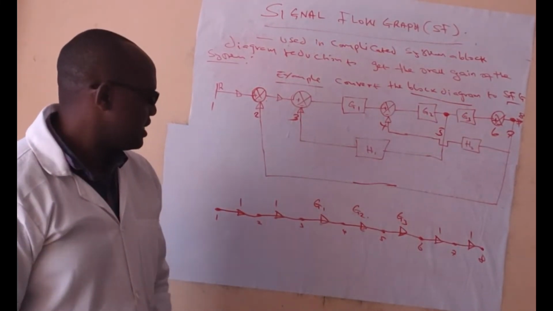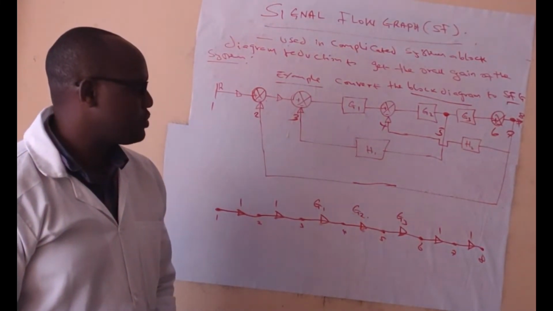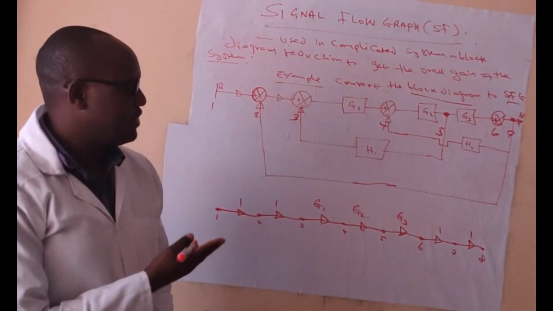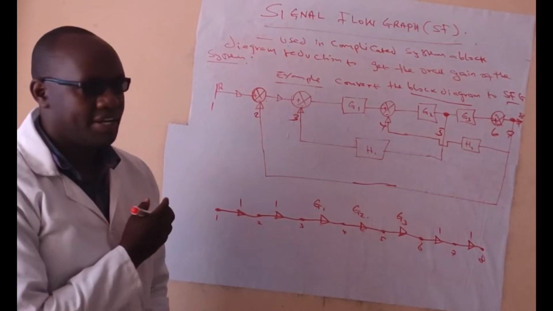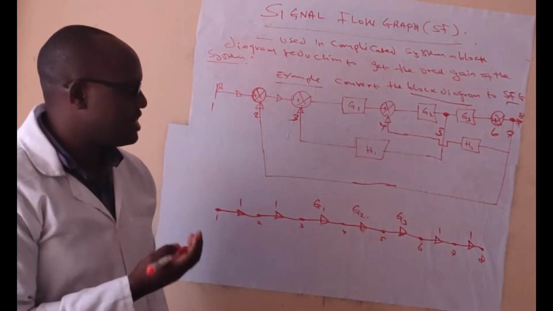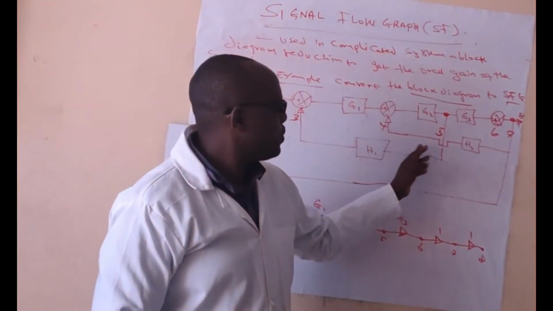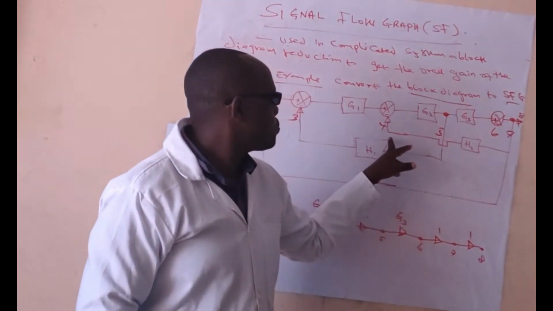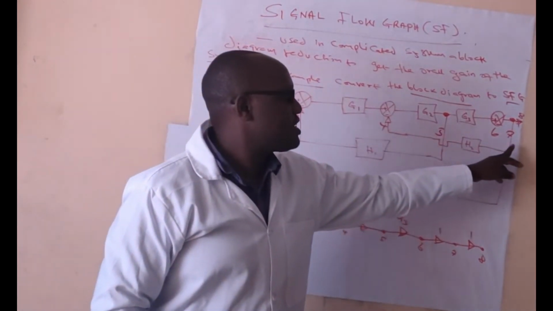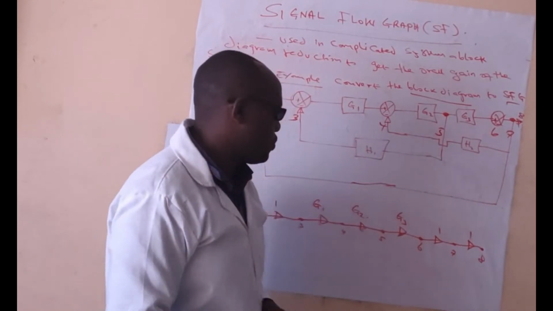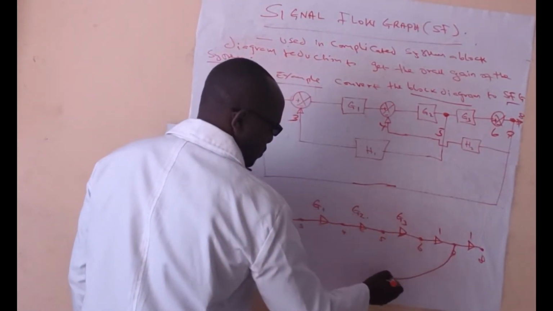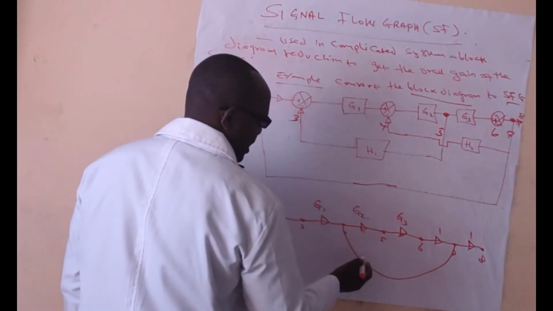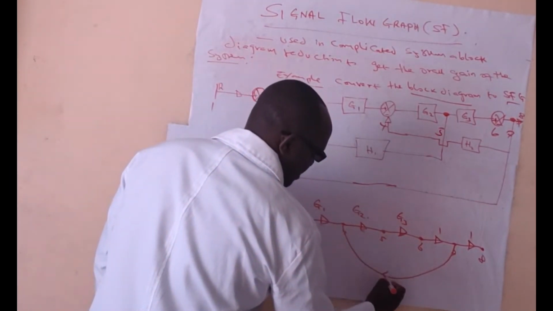That's all. Step number 2 is now to come to the others, which are the feedback. We can start from here, from 7 to 4. This one is coming from 7 to 4, coming that way.